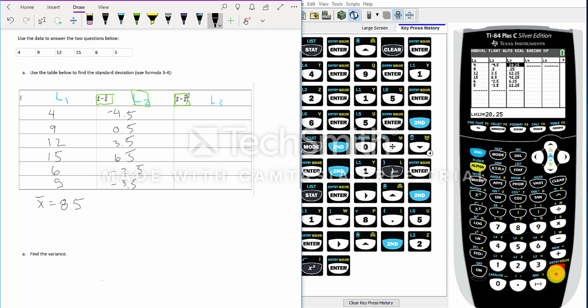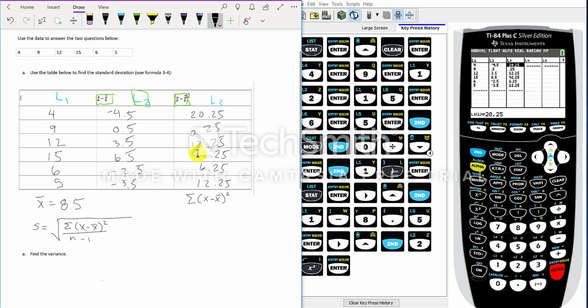So you write in the 20.25, 0.25, 12.25, 42.25, 6.25, and 12.25. Then we're going to find the sum of this column, the x minus x bar squared column, because the formula for standard deviation was s equals the square root of the sum of the x minus x bar squared divided by n minus 1.